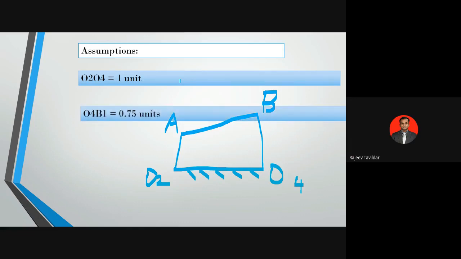The second assumption I'm making is the link length of the output link. I have to design the link lengths such that they satisfy the equation y is equal to sin x. Out of which I am going to assume one fixed link of 1 unit, and I'm also going to assume one link, that is output link O4B, of 0.75 units.